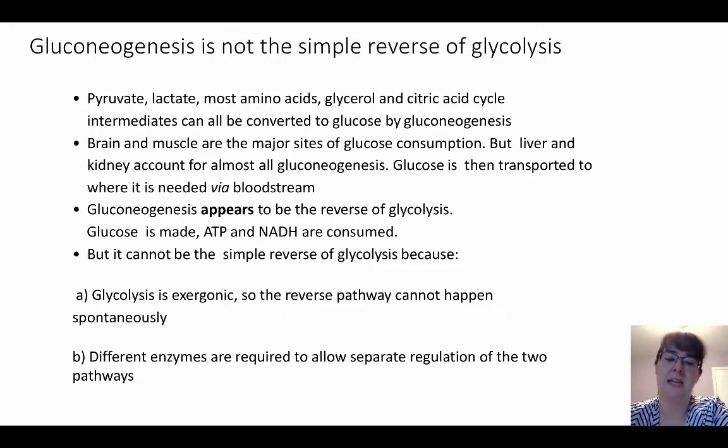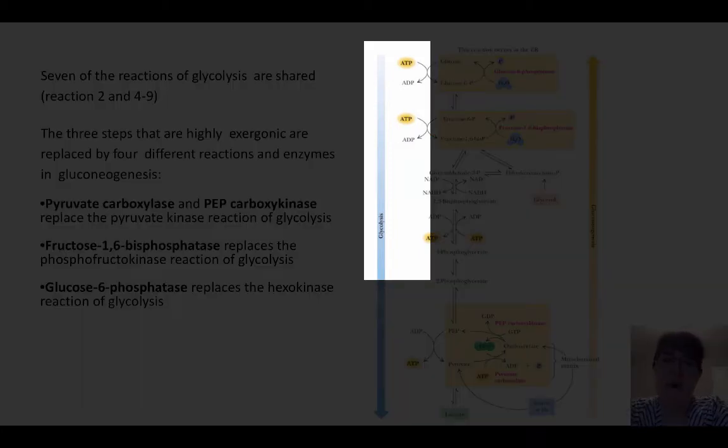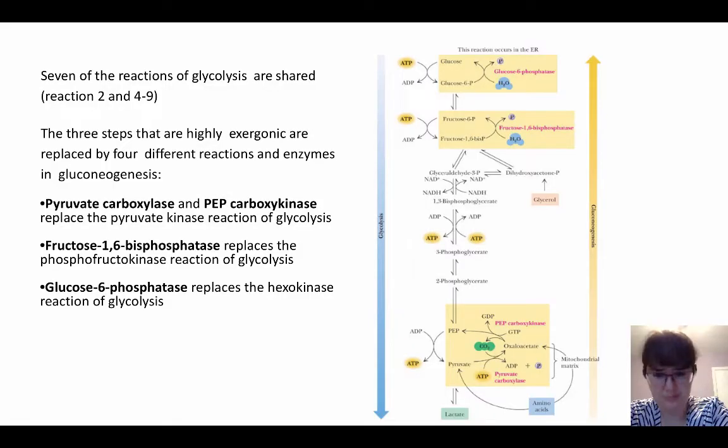So we're going to need different enzymes to allow regulation of the two pathways. Taking a closer look at the pathways, what you see here is that on the left is glycolysis. This is where we would start with glucose and we would move down to pyruvate, potentially keep going to lactate. And gluconeogenesis is on the right.